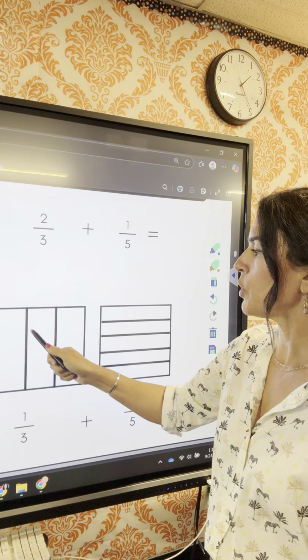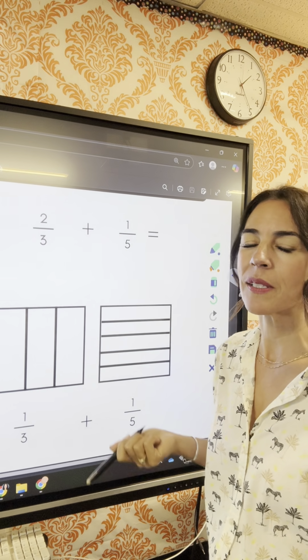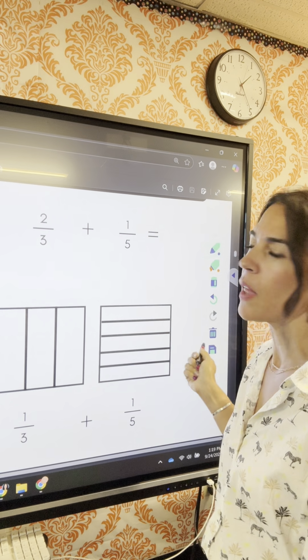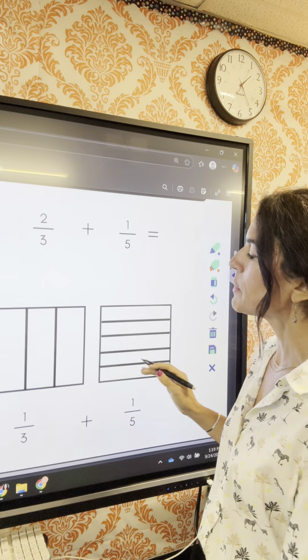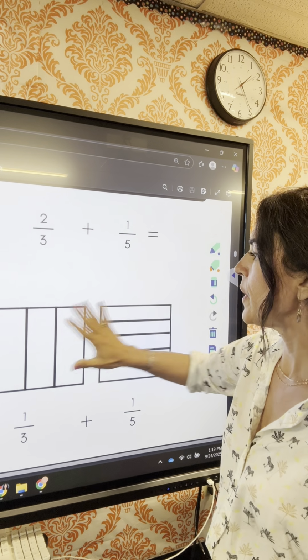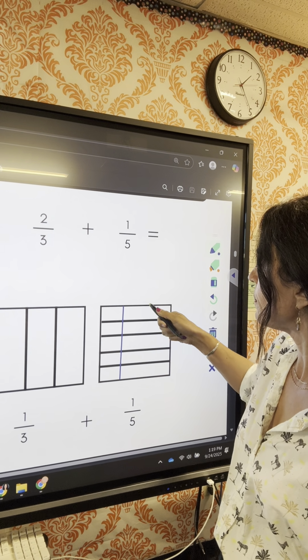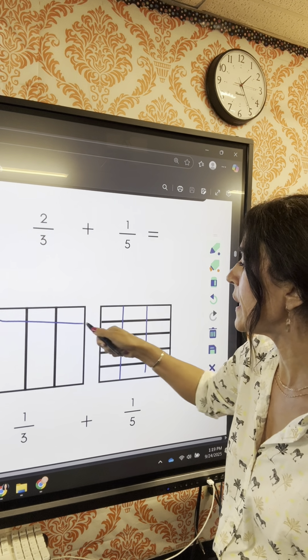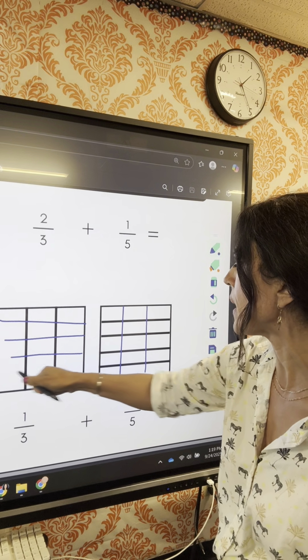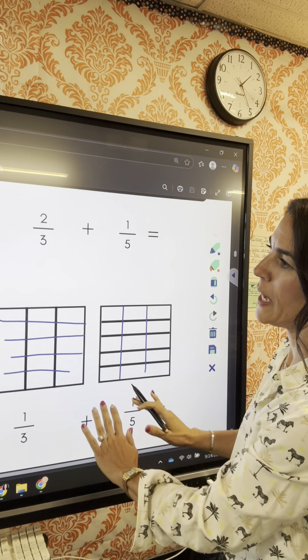The lines were drawn vertically here and horizontally here. You don't necessarily have to do that. Both of the lines could be horizontal, but sometimes it helps the kids visually see how we're splitting them up into thirds. And then over here, we're splitting these up into fifths. So it's almost like, as I said, we're overlapping, and it helps them to see that visually.